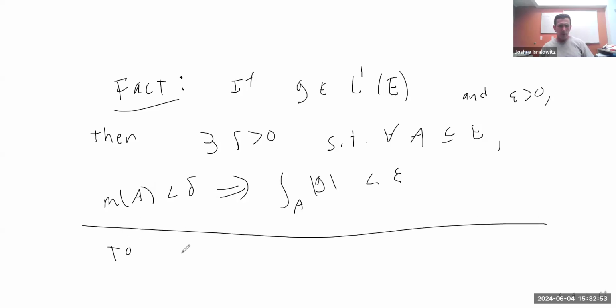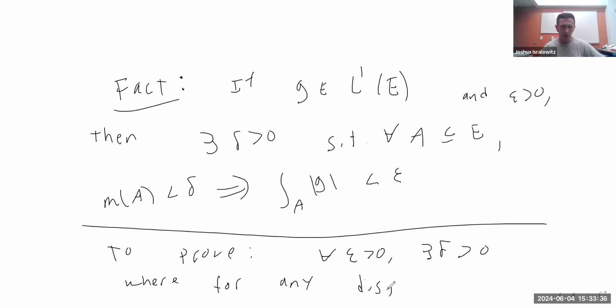Okay, so to prove the definition. For any epsilon bigger than 0, there exists a delta positive, where for any disjoint collection of intervals a_i, b_i.